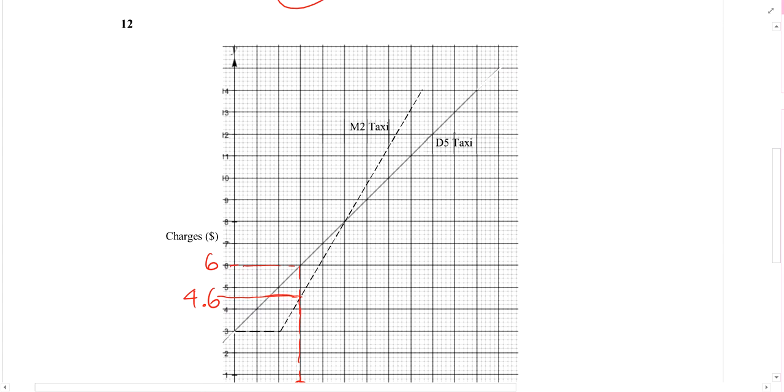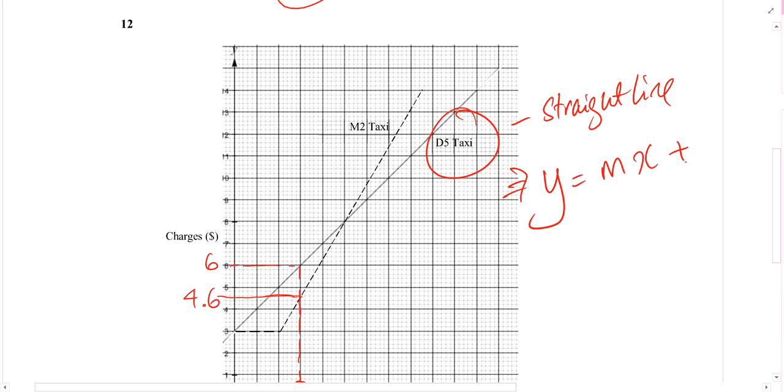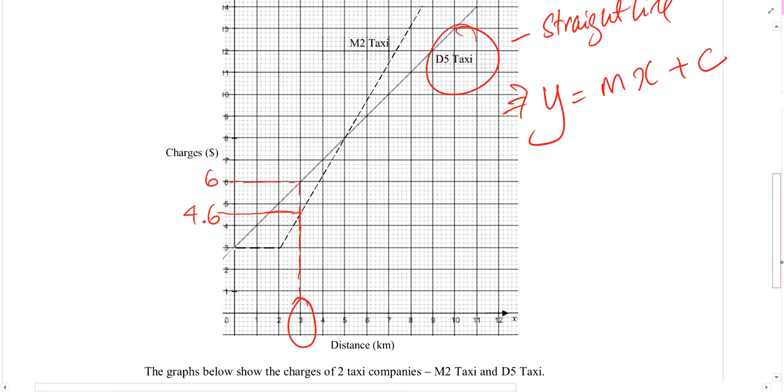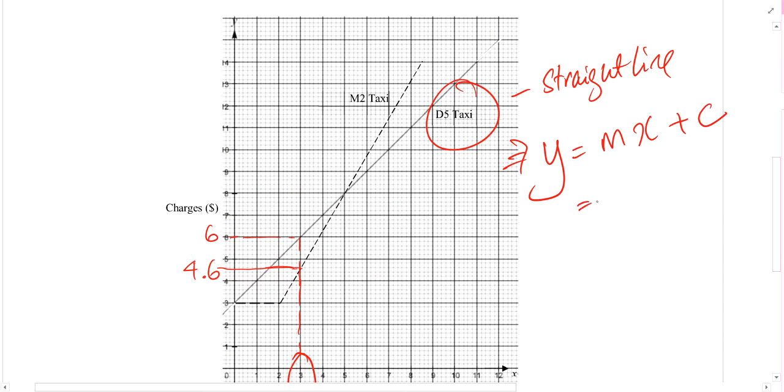D5 is a straight line. It can be written in the form y equals mx plus c, where m is our gradient and c is the y-intercept. So let's do the easier one first. What is the y-intercept? Yeah, let's see, what is the value in this graph? 3. What is the gradient?